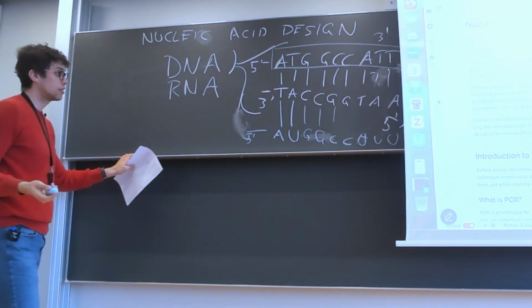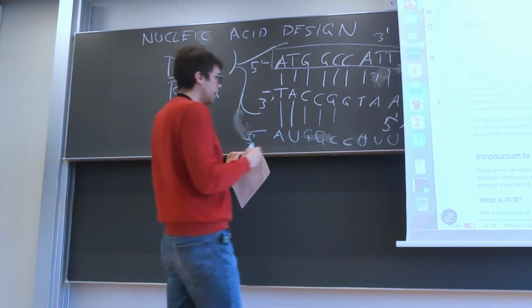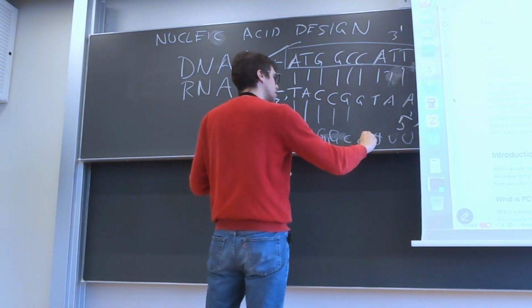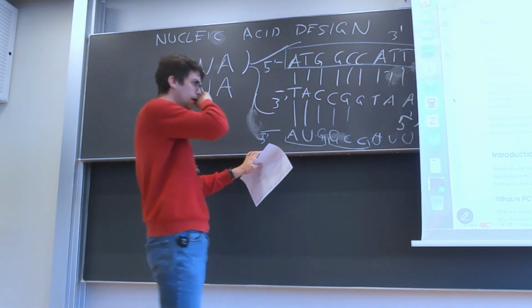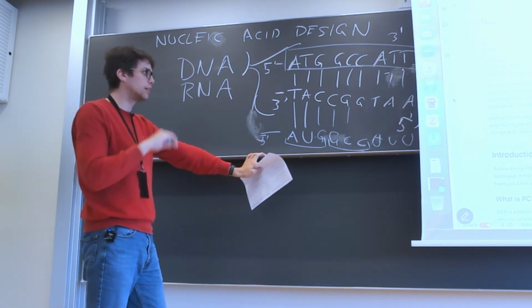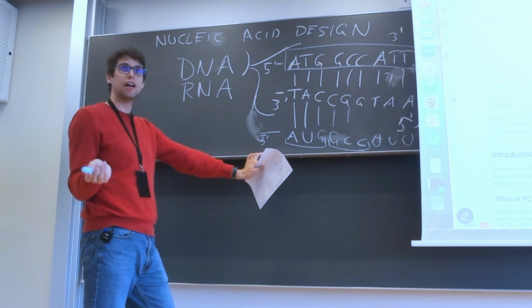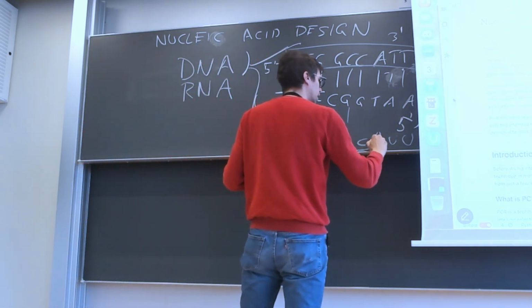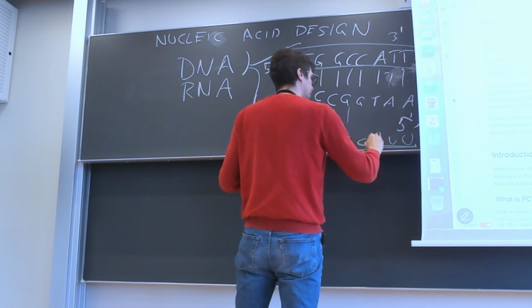Because afterwards, of course, once we have the messenger RNA here, we have the translation, and the translation puts the sequence of nucleotides in the RNA into sequences of amino acids in the protein. And it does that by taking triplets.